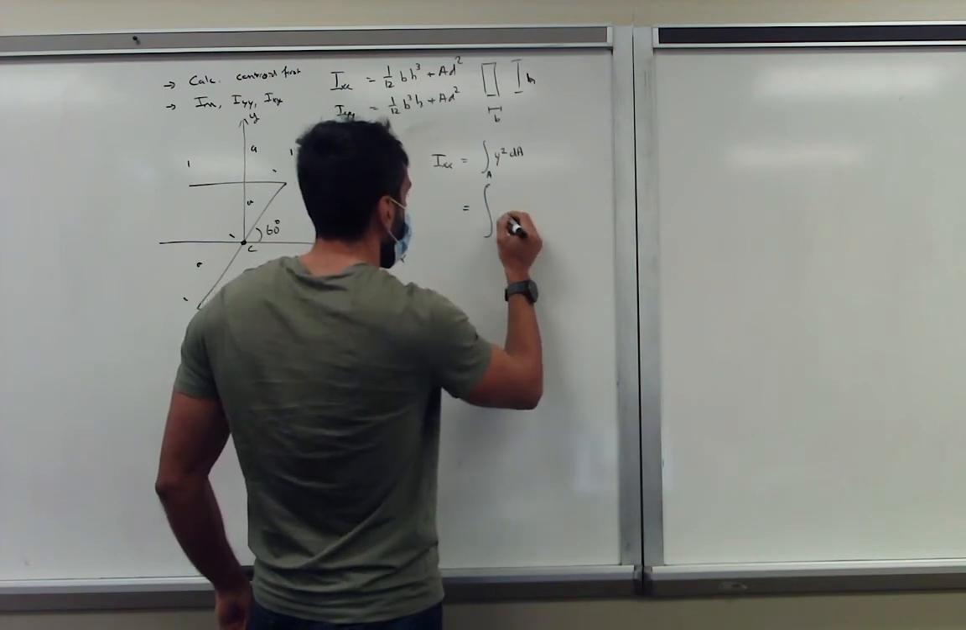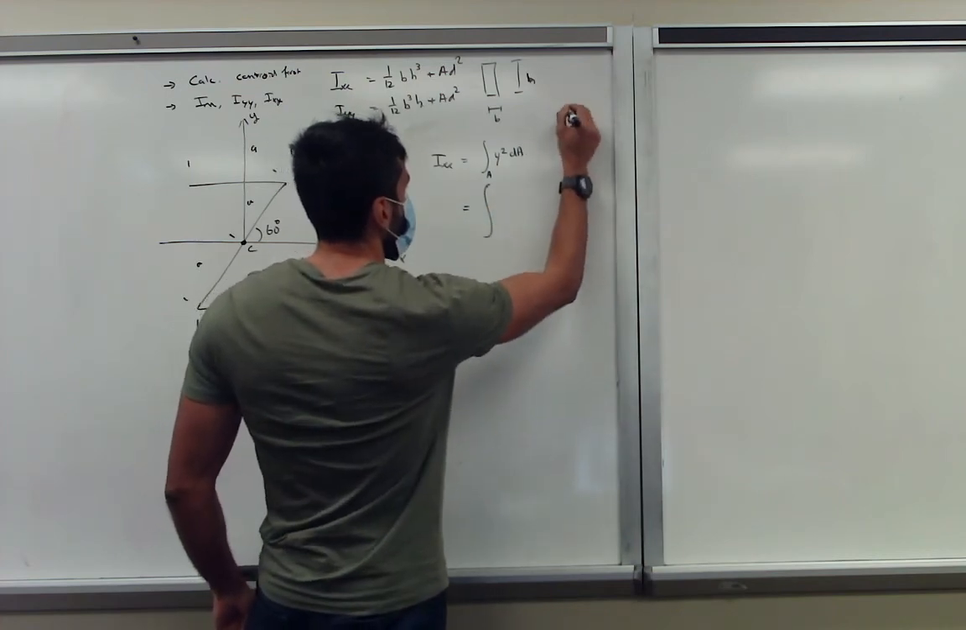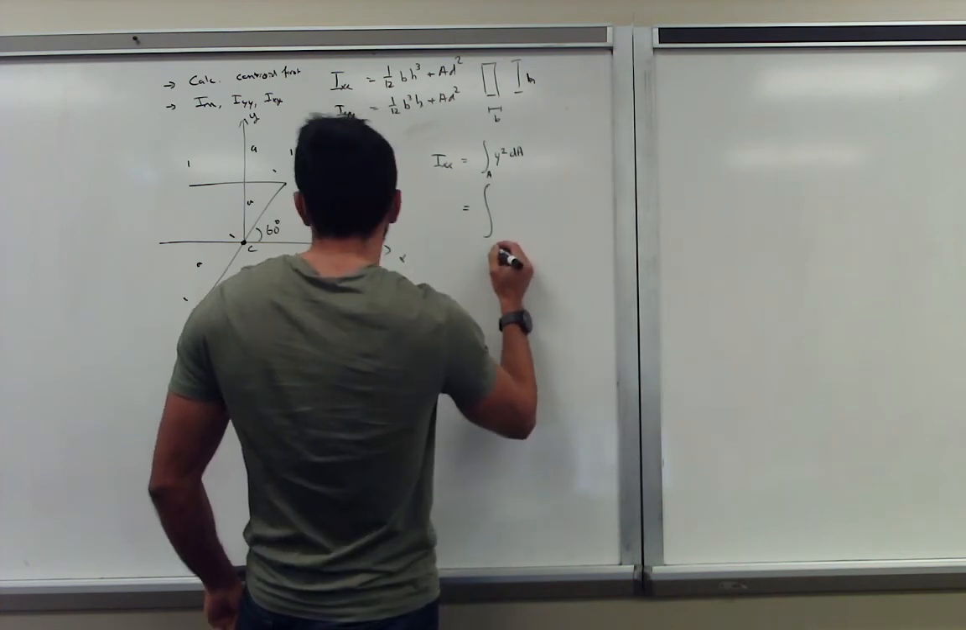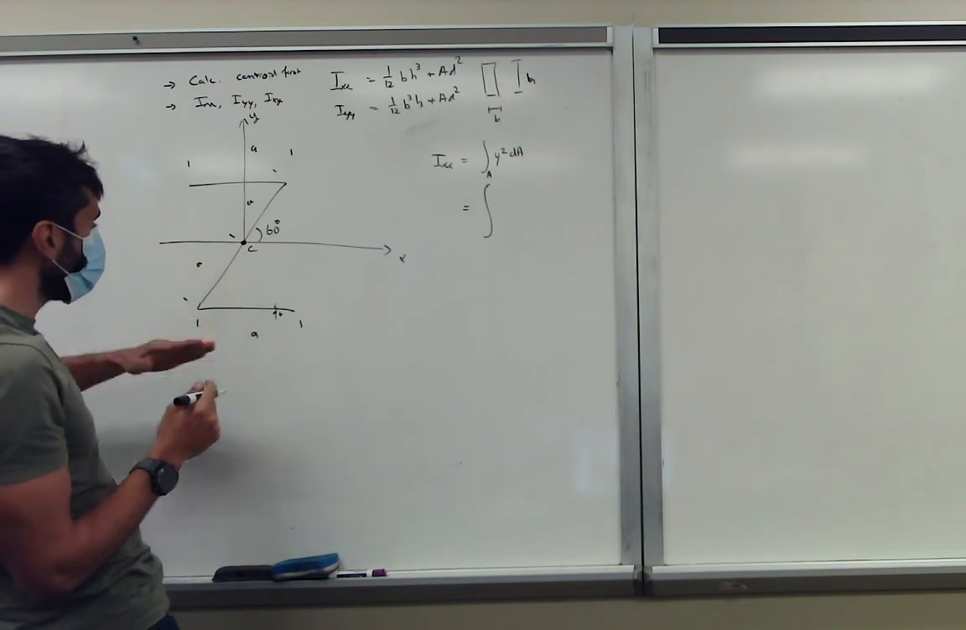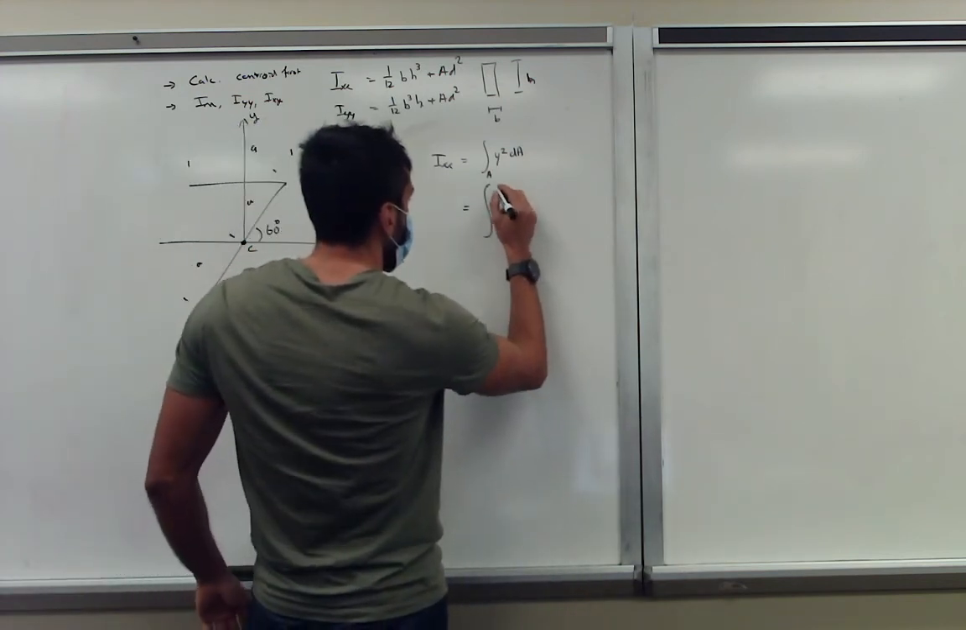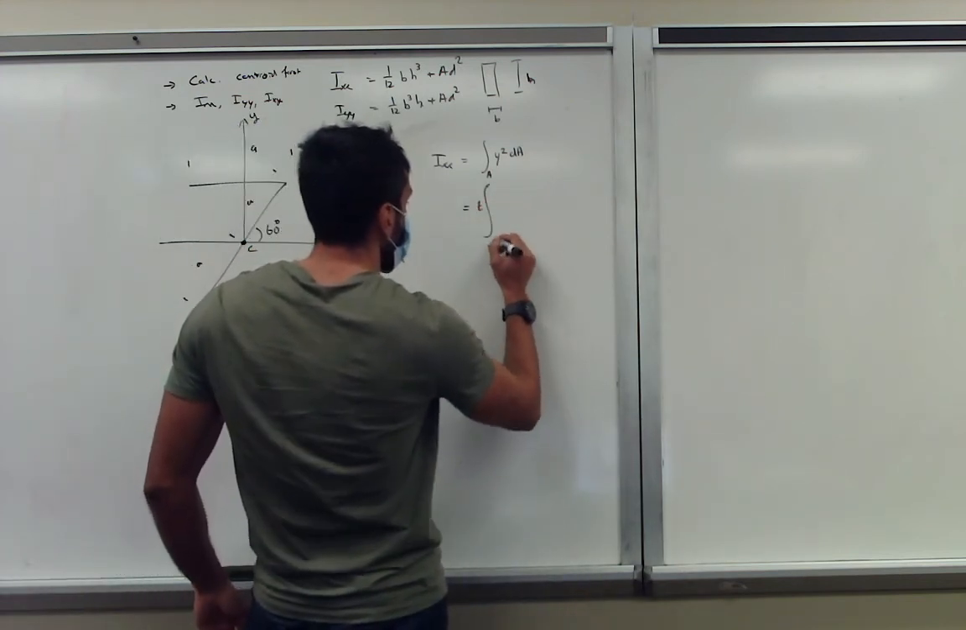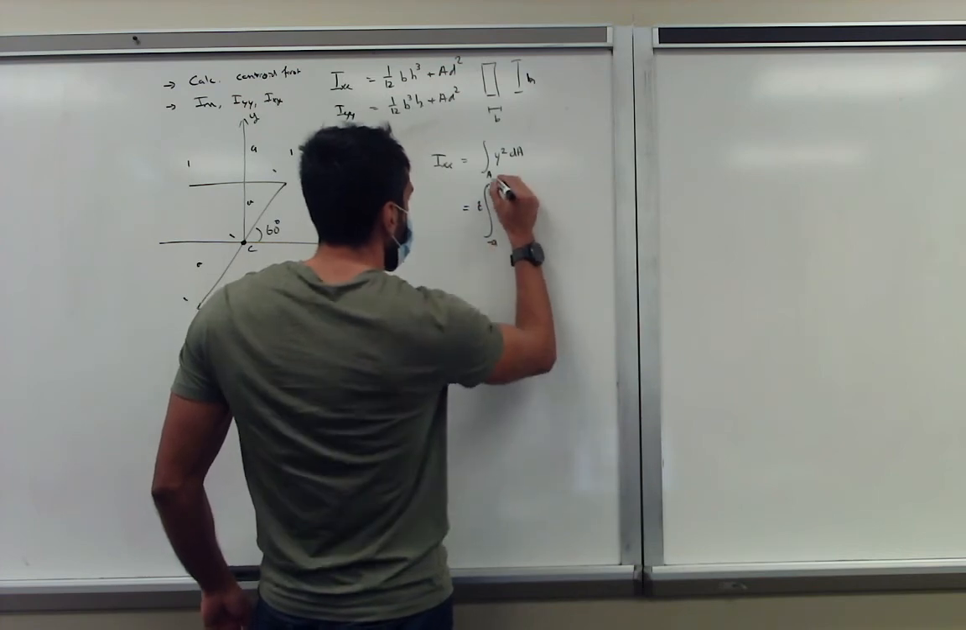Actually, yeah. So what's dA? dA is, of course, dx dy. So the x bound is basically from 0 to t. And then we have our y bound, so we get just t here. It goes from minus a to a.